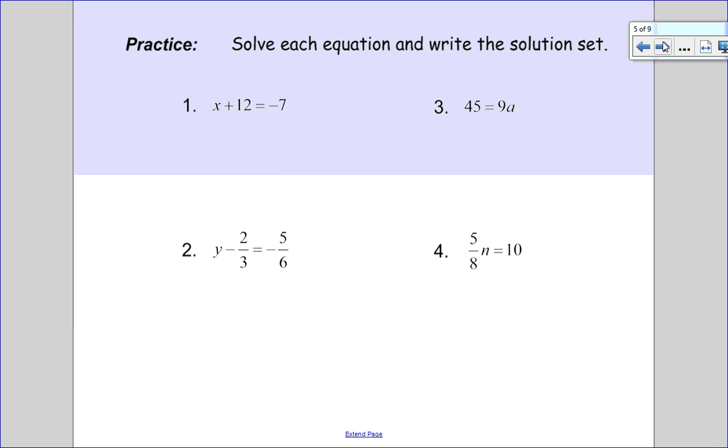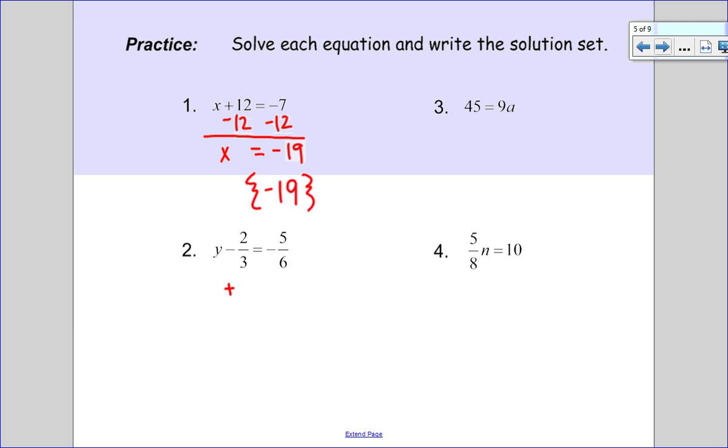Pause the video at this time and practice these 4 examples of solving equations on your own. Let's check our answers quickly together. For number 1, we subtract 12 on both sides, resulting in x equals -19. So our solution is -19.